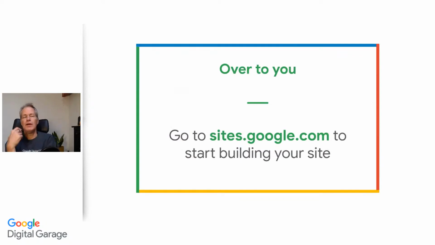So over to you. If you go to sites.google.com to start building your site, make sure that you are registered in with the Gmail that you're using, or if you're using Google Workspace, of course, it could be your business email. Make sure you're signed in with that. Then you have access to sites.google.com and you can build your website.